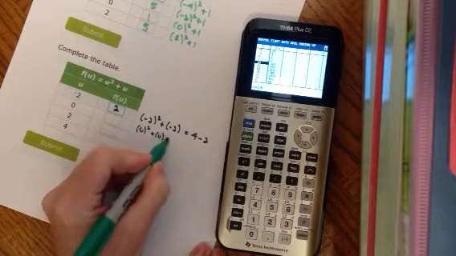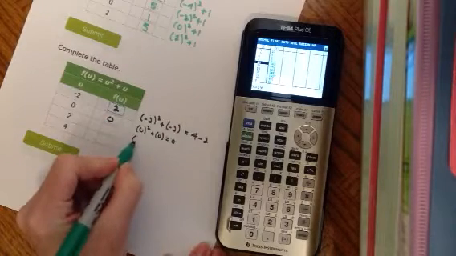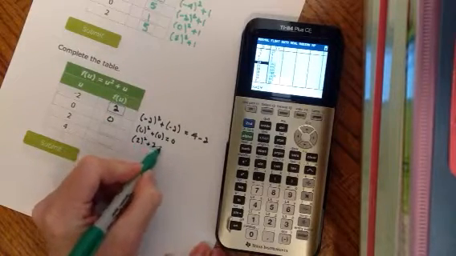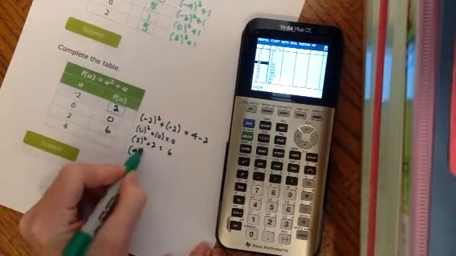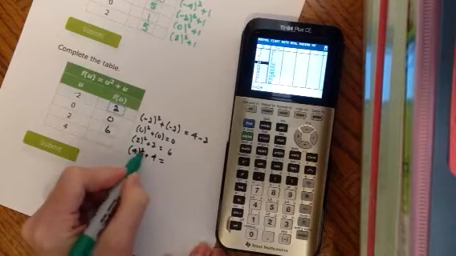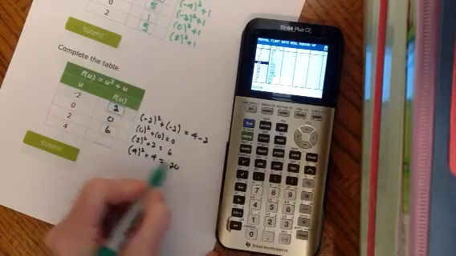0 squared plus 0 is going to give us 0. 2 squared plus 2. 2 squared is 4, plus 2 is 6. And then 4 squared plus 4, that's going to be 16 plus 4, which is 20.